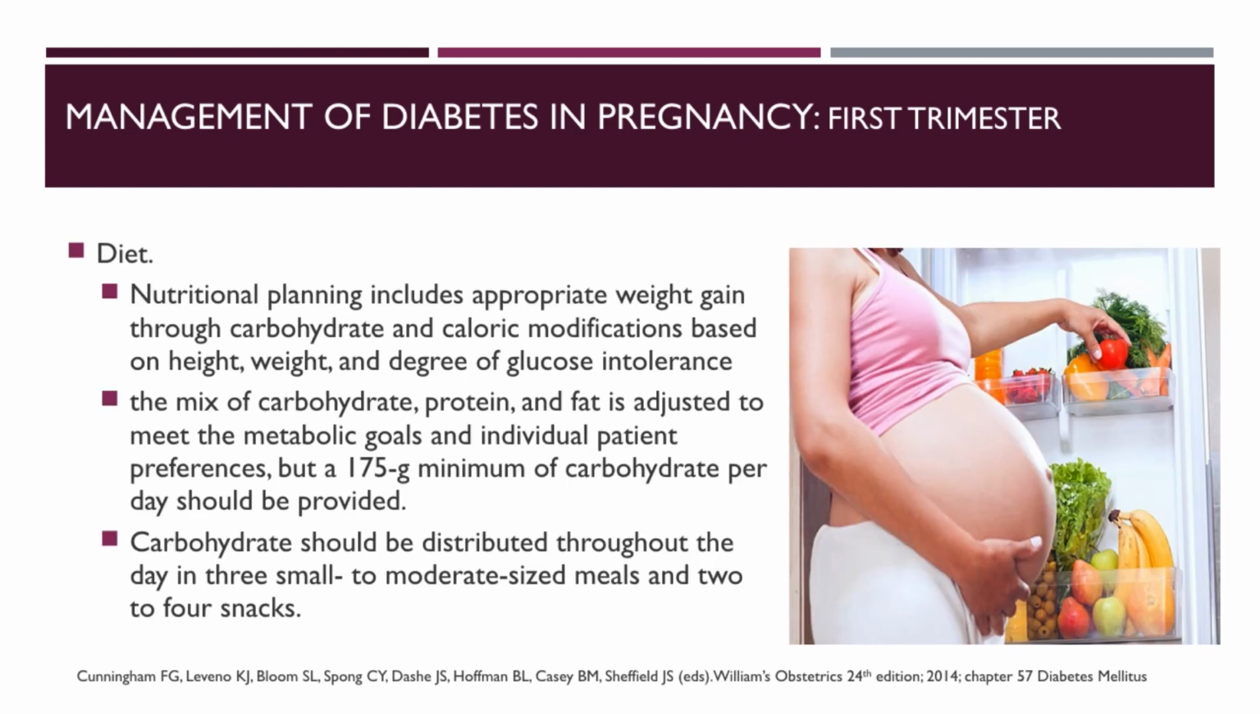As for the diet, nutritional planning includes appropriate weight gain through carbohydrate and caloric modifications based on height, weight, and degree of glucose tolerance. The mix of carbohydrate, protein, and fat is adjusted to meet the metabolic goals and individual patient preferences, but 175 grams minimum of carbohydrates per day should be provided. Carbohydrates should be distributed throughout the day in 3 small to moderate sized meals and 2 to 4 snacks.